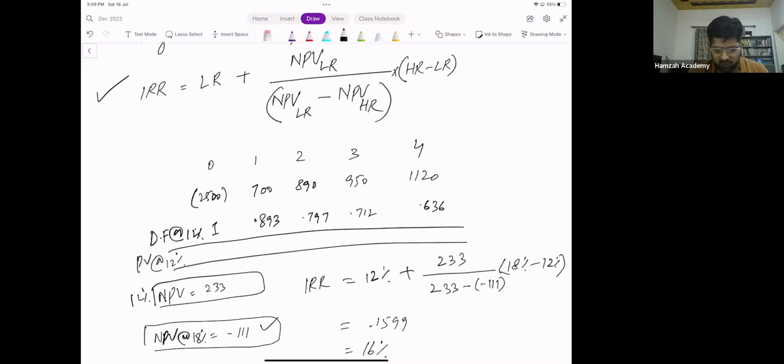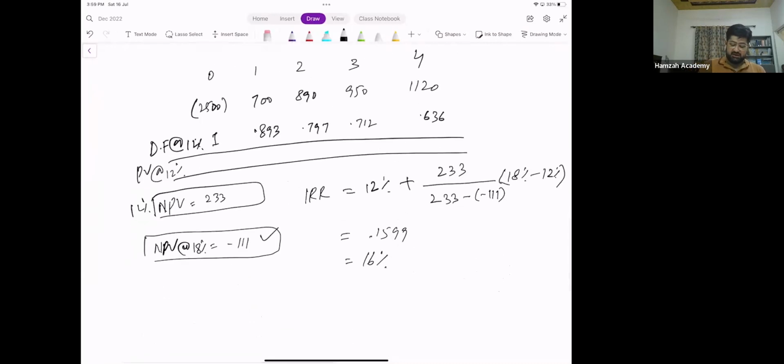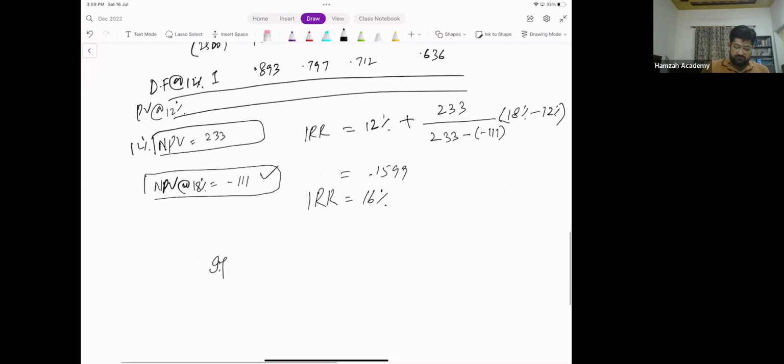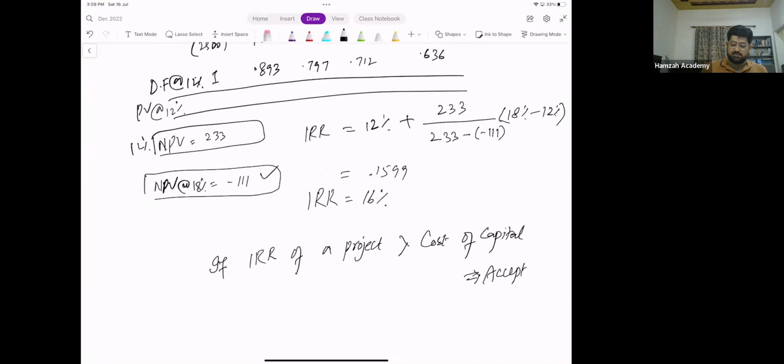Very good. Now I will explain it. Student, 16% is the IRR. It means the project will yield 16% return every year. Cost of capital is 12%. If the IRR of a project is greater than the cost of capital, we say accept the project.